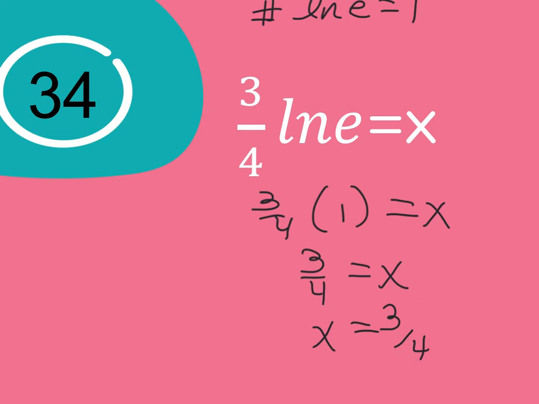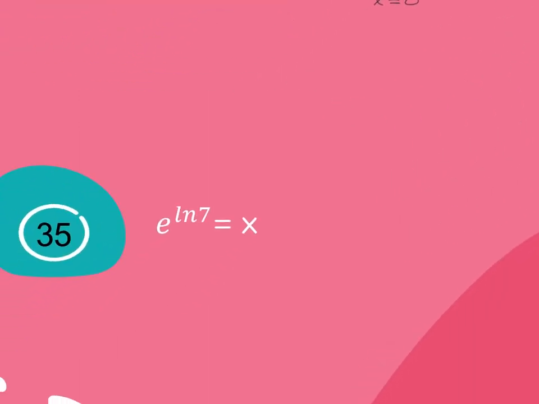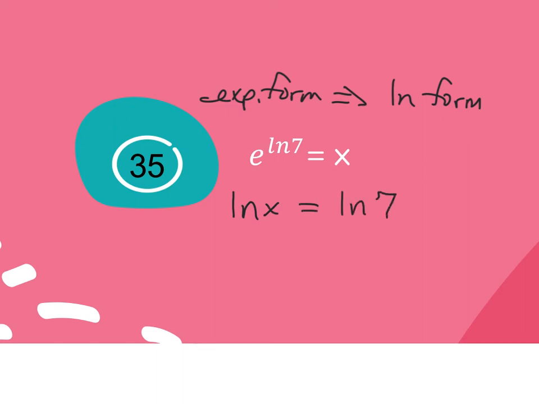And now the last one, it's very similar to number 30. It's in exponential form. So this is in exponential form, and I'm going to transform it into ln form. So here it's in BEA, I'm going to BAE. So ln x equals ln 7. Again, you're assuming this base e that's here. And then this cancels, and you get x equals 7.